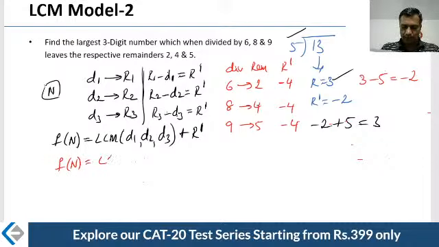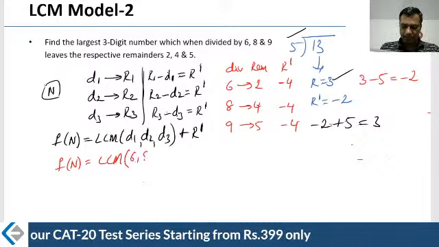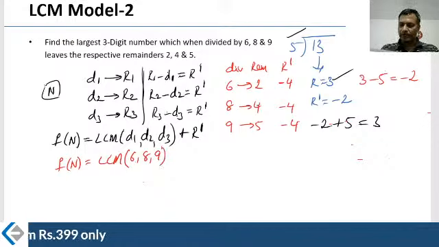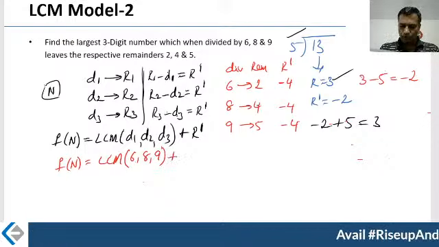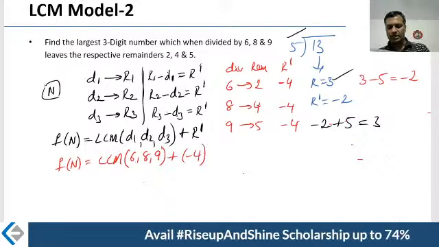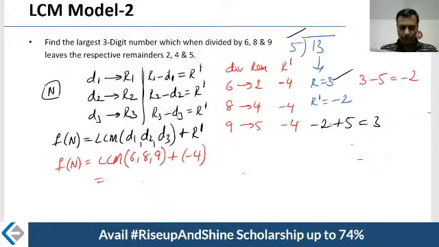The family of numbers is nothing but the LCM of my divisors, that is 6, 8, and 9, plus my constant negative remainder, minus 4. Therefore there is a k times, of course. It's a generic form, therefore k times. So 72 k minus 4. That is the family of numbers.